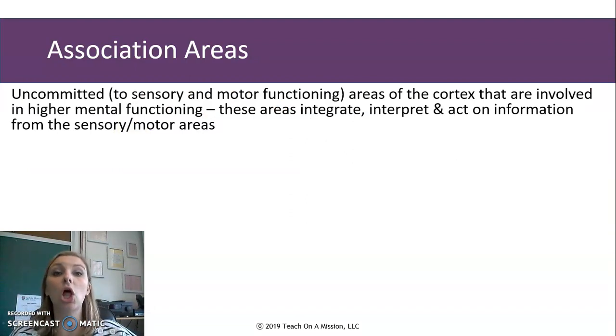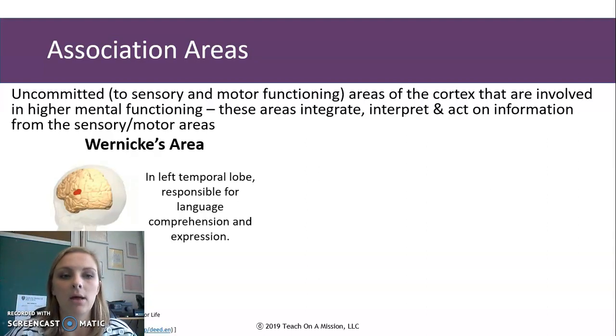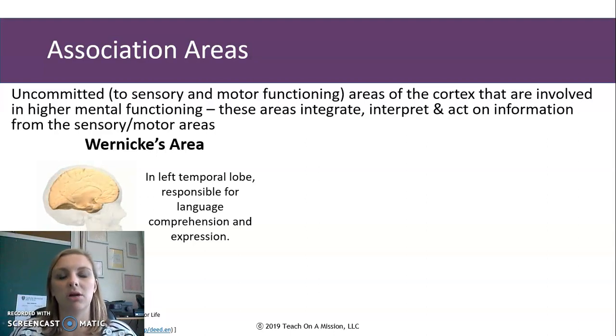Okay, so those are the lobes, the main areas of the brain. The next piece we're going to talk about are association areas. Association areas are uncommitted areas of the cortex, and these are involved in higher mental functioning. So higher order thinking, things like integrating information, interpreting information, acting on certain information that we get from the sensory or motor areas. So the information comes in to our sensory or motor areas, and then those association areas make sense of it, okay? There's two main association areas that you need to know.